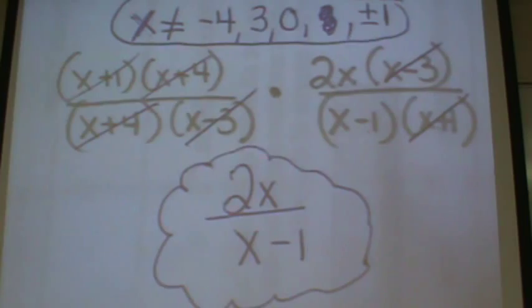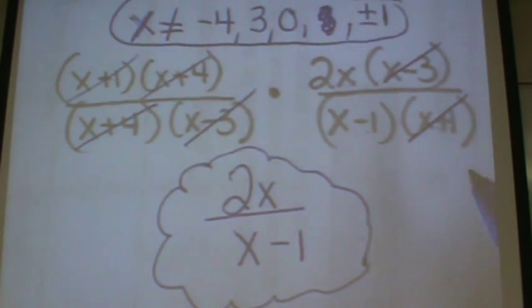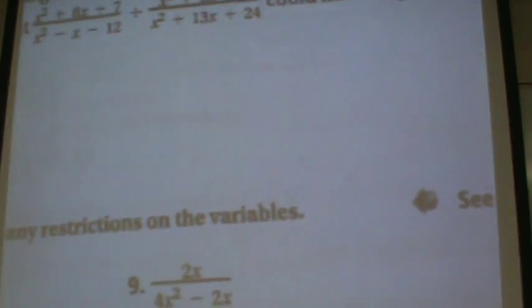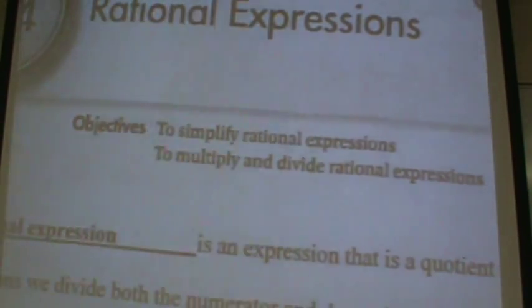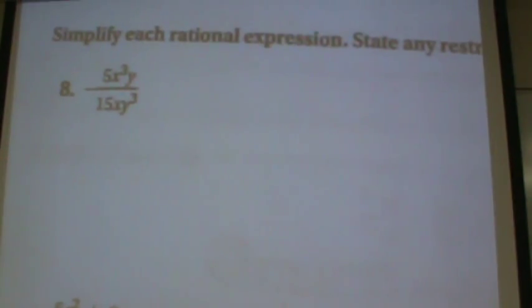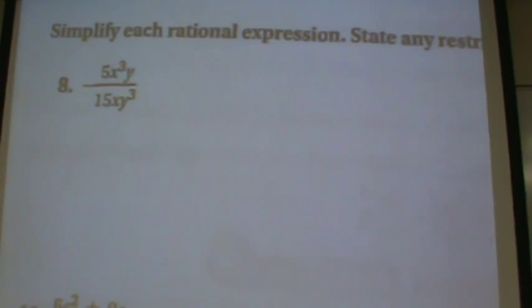So, what did we learn today? We learned how to simplify rational expressions, and we learned how to multiply and divide rational expressions. So guess what the rest is? Homework. It's your homework.